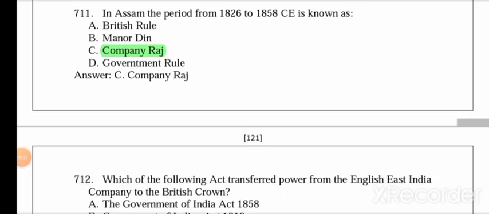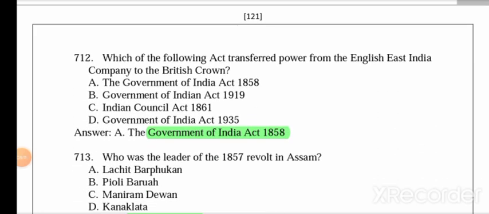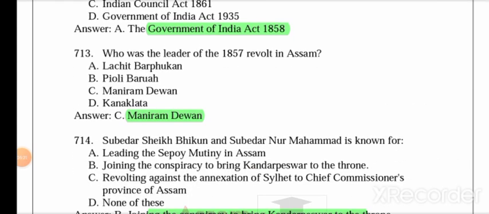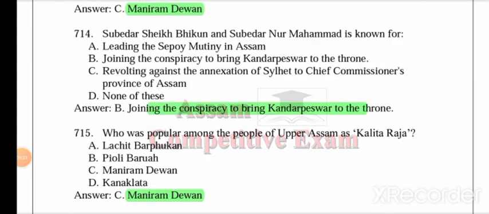And in Assam, the period from 1826 to 1858 CE is known as Company Raj. Which of the following acts transferred power from English East India Company to the British Crown? It was Government of India Act 1858. Who was the leader of 1857 revolt in Assam? Maniram Diwan.